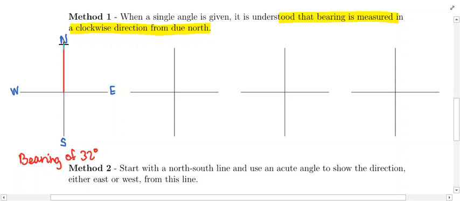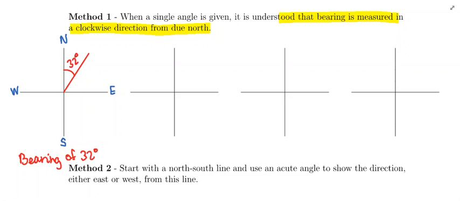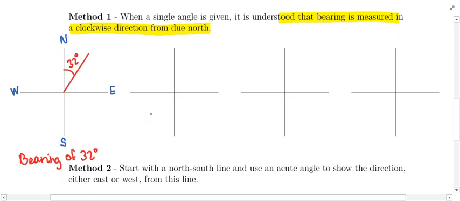Then I need to rotate clockwise by 32 degrees. Now I don't have a protractor here, I don't know how accurate this is, but let's say this is 32 degrees. It's the angle that my line is making with due north, essentially. So that's what a bearing of 32 degrees looks like. Let me do another one. I'm going to do all four of these. Like I said, I want you to have a lot of examples with this.